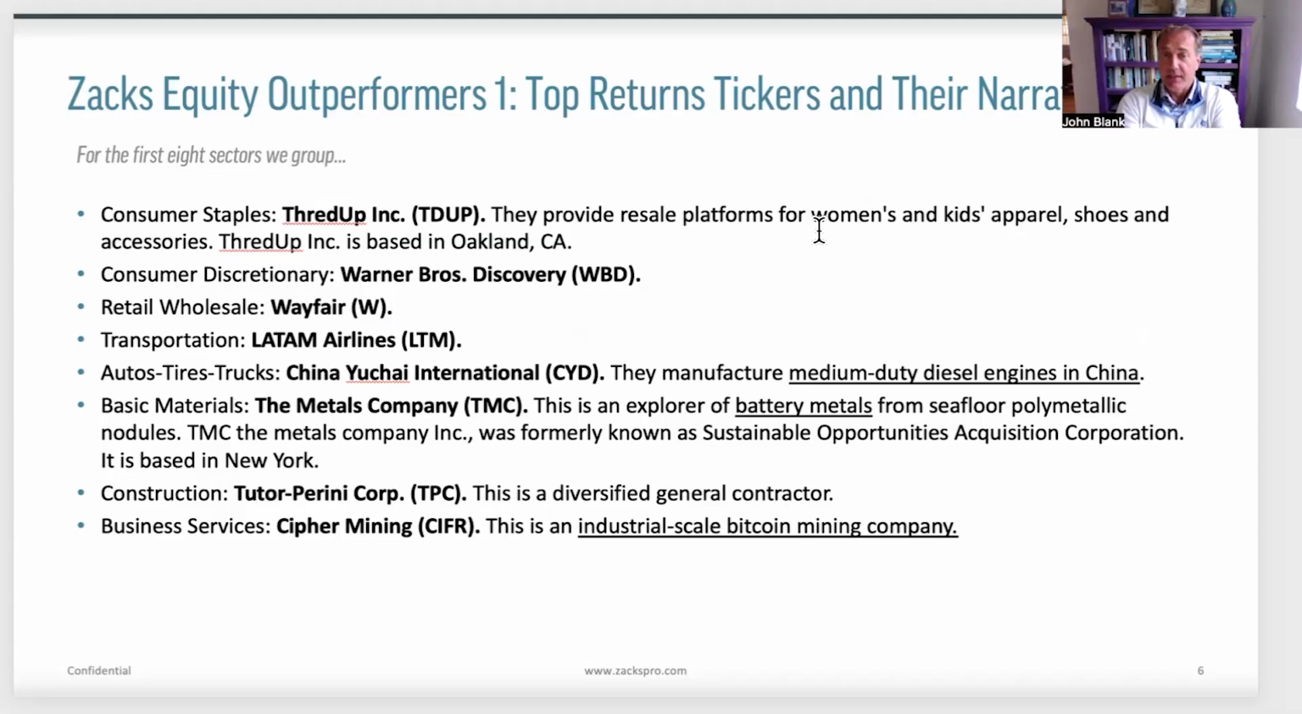So as you can already see, we've got Warner Brothers and Wayfair as big major companies, but a lot of these names you have never heard of. And this is the help of this particular exercise: we're learning about what really was happening in the U.S. economy last year. Tutor Perini, a diversified general contractor, with a lot of industrial work getting done by these big names, ticker TPC. And finally, Cipher Mining, the industrial scale mining company.